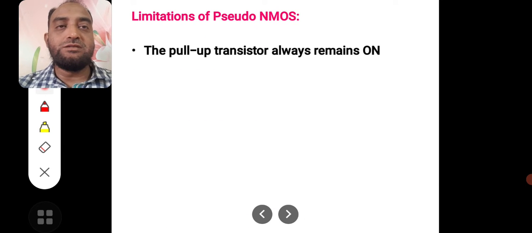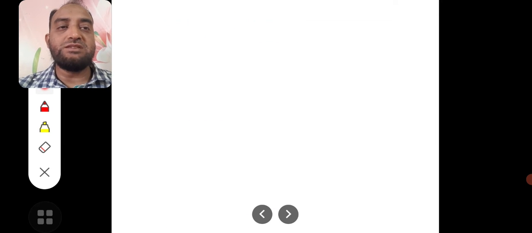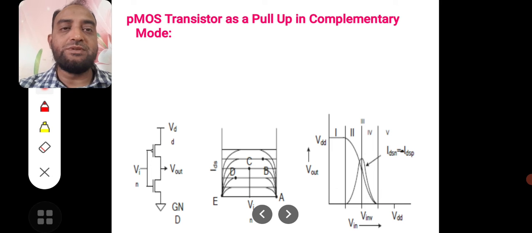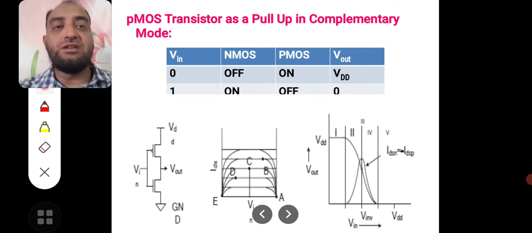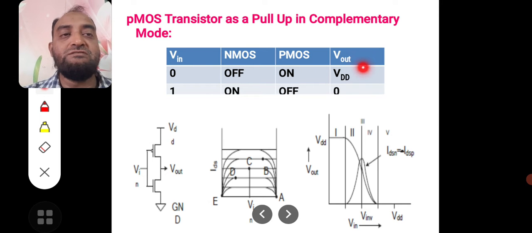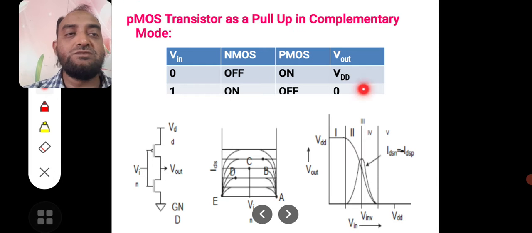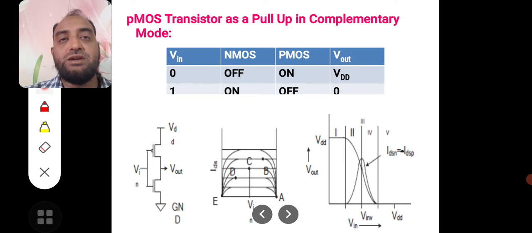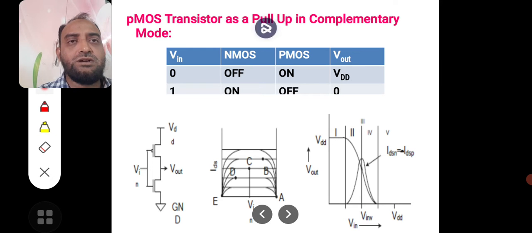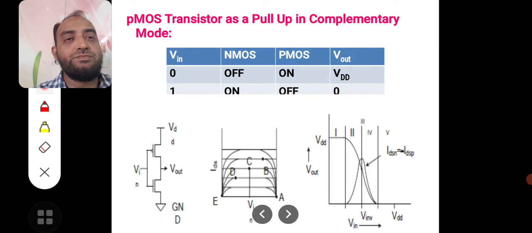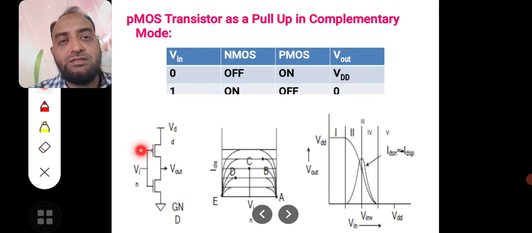Now, using the pMOS device in complementary mode solves that problem. And here you can see when the input is 0, output is VDD, which is good high. When the input is 1, output is at 0, which is good low. Good high and good low both are possible by using this pMOS transistor in complementary mode. That means both the inputs are tied together and the input is commonly applied.